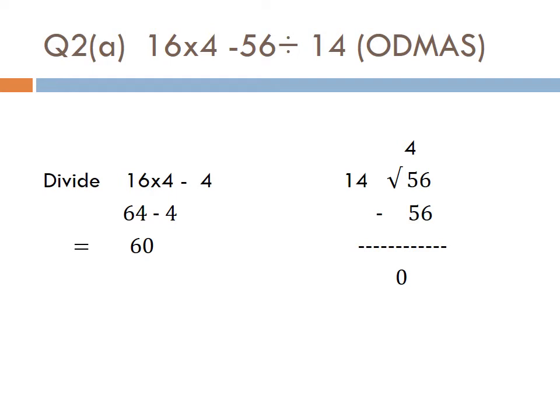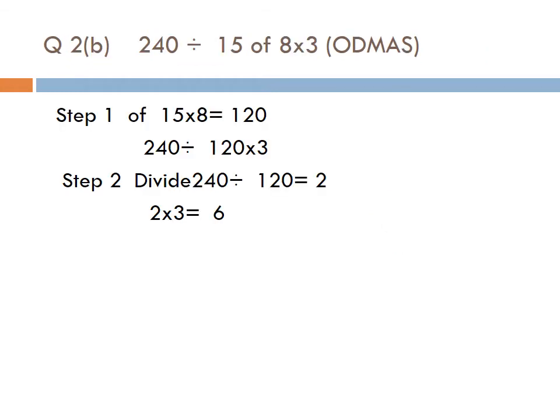56 and 40. Count the table of 14. 14 fours are 56. 4 is the answer. Rest numbers you have to write as it is only. 16 multiplied by 4 minus 4. Do the multiplication. 16 fours are 64 minus 4. Last step you have to subtract. 64 minus 4 is equal to 60.